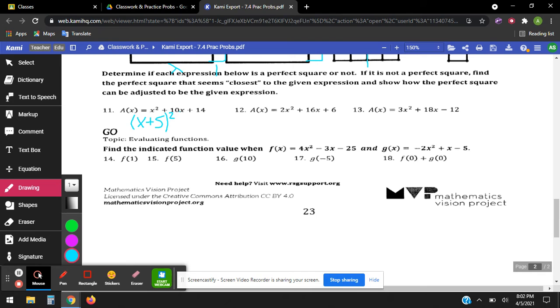Well, an x plus 5 squared should give me 25 at the end, but I only have 14. So I'm actually short 11. So a of x equals x plus 5 squared minus 11, because I'm short 11. Okay, so this one, I'm going to take out my 2. So half of this is 8, right?